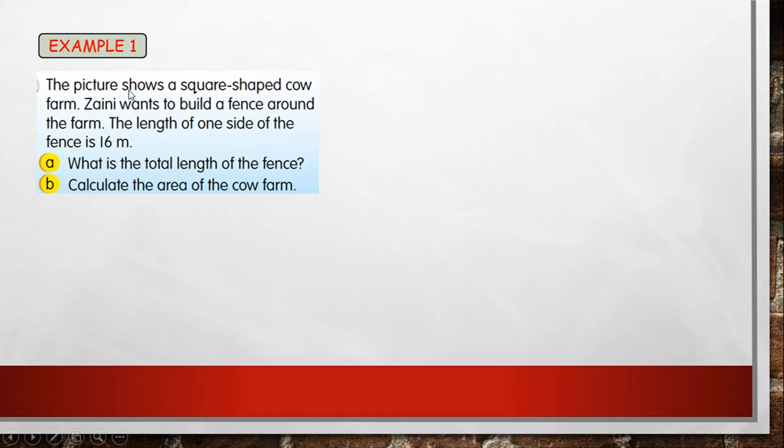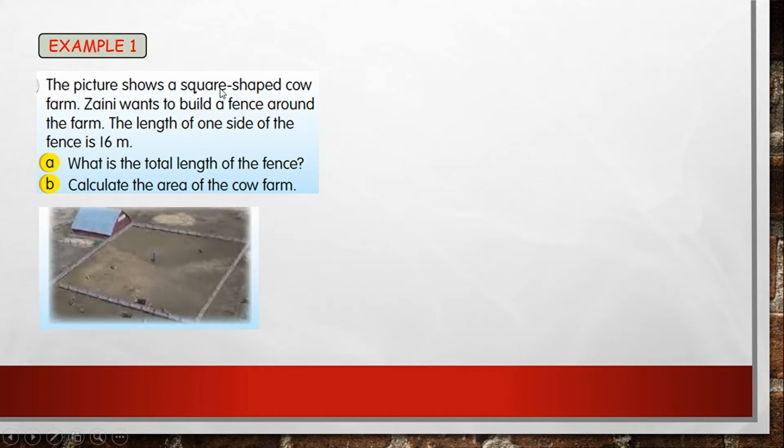Now we go to example 1. The picture shows a square-shaped cow farm. Zaini wants to build a fence around the farm. The length of one side of the fence is 16 meters. A. What is the total length of the fence? And B. Calculate the area of the cow farm. The total length of the fence is the perimeter.